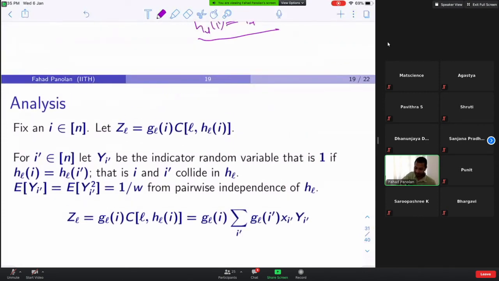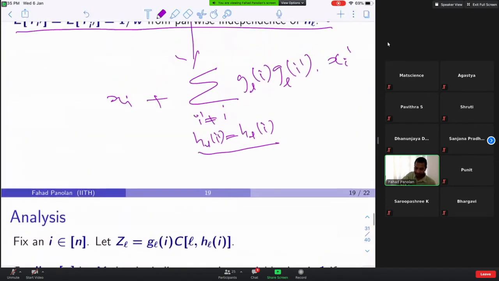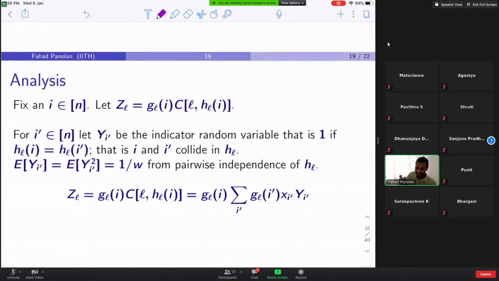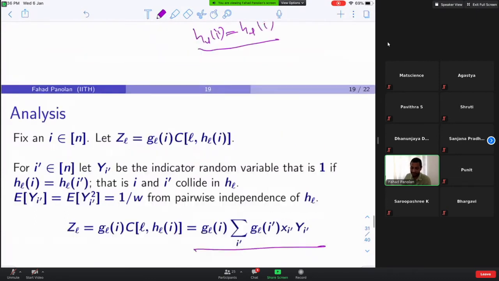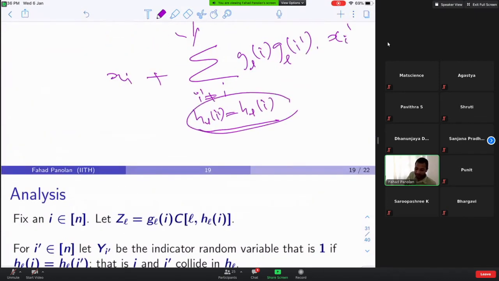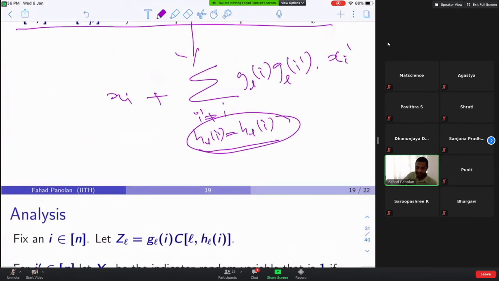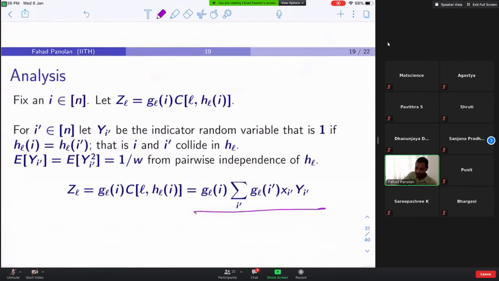What I have handwritten here, I can write it like this, because this is replaced with the random variable y_i prime. And I have not taken i prime not equal to i, because y_i is equal to 1 with probability 1.